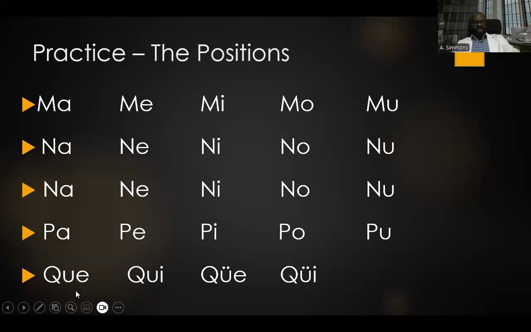But here is the ca, que and qui. If you see the O, cuo or quo, whichever one it is. But you won't see it much. The main ones you're going to see, QUE and QUI, ke and ki. But remember, when you see the diaeresis over the U, make it kwe and kwi.